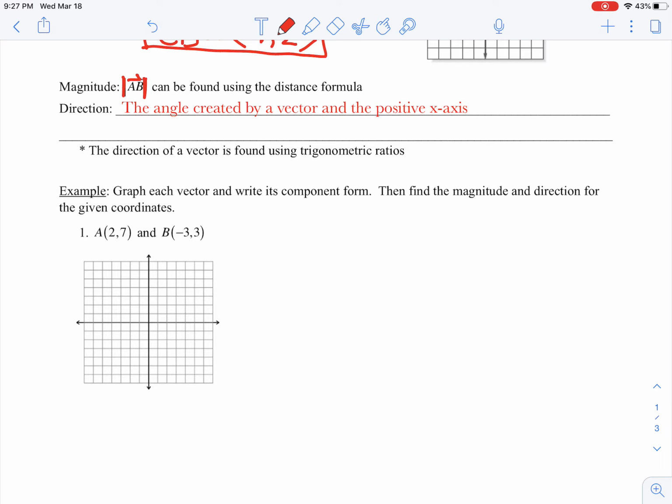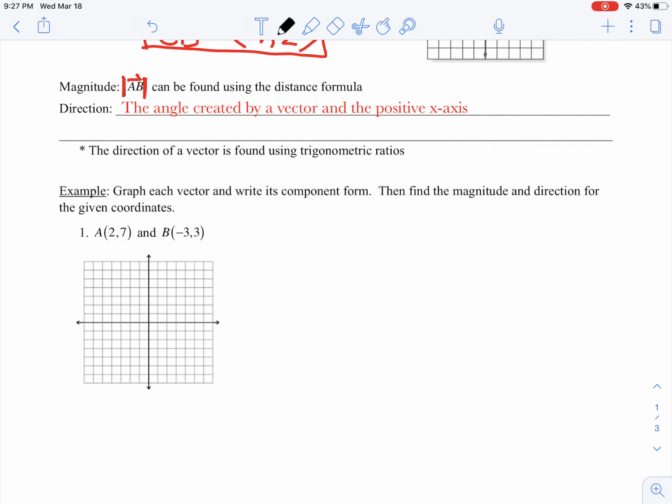And then the second property of a vector we're going to look at is the direction. And this one is going to be a little more tricky. The direction for a vector is the angle that gets created by the vector and the positive x-axis. And we're going to use some of our skills from the last chapter and our trigonometric ratios to find the direction for different vectors. So let's look at a couple of examples.